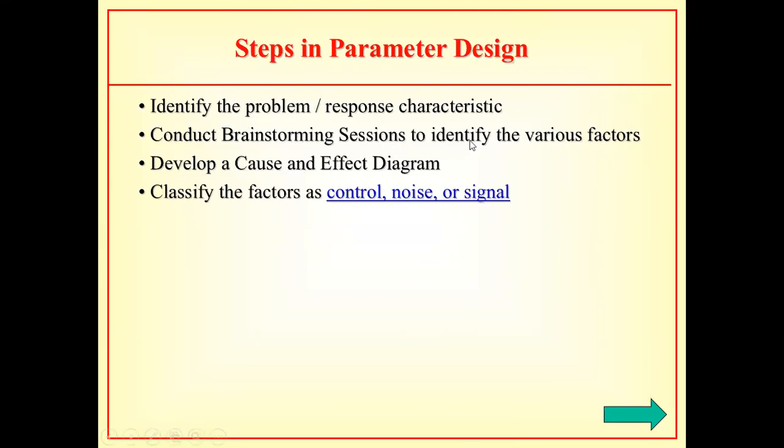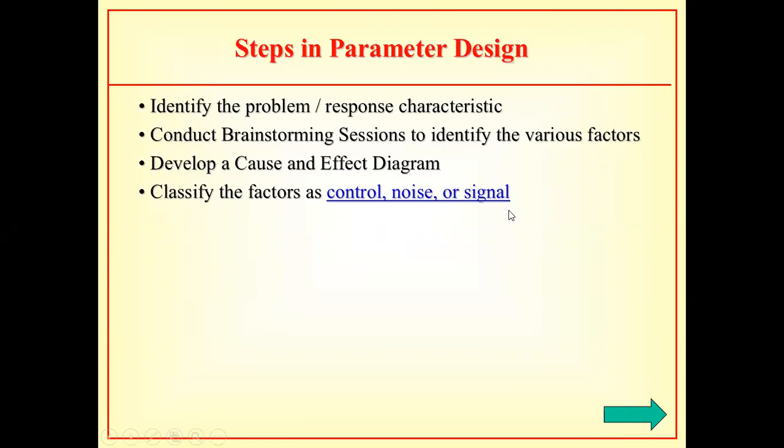Then out of all the factors, you classify that out of 20 parameters, 15 parameters are control parameters. Control parameter means that you can control. Because Taguchi was an electrical engineer, he used the word noise. Noise is normally used in electrical engineering. So then you identify noise parameters. Noise means the parameters that you cannot control. And third is the signal.